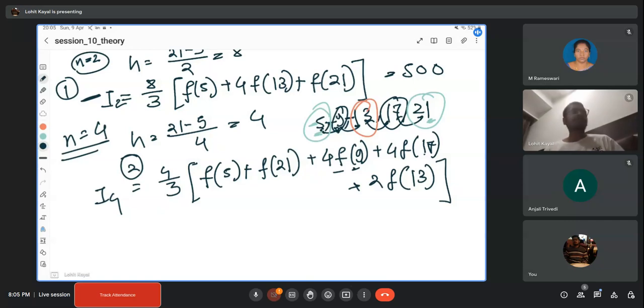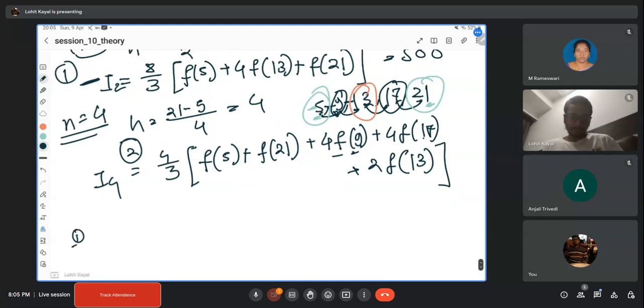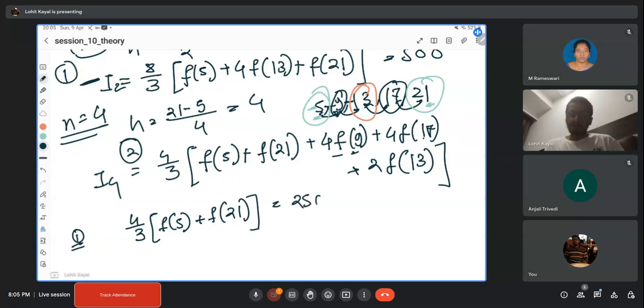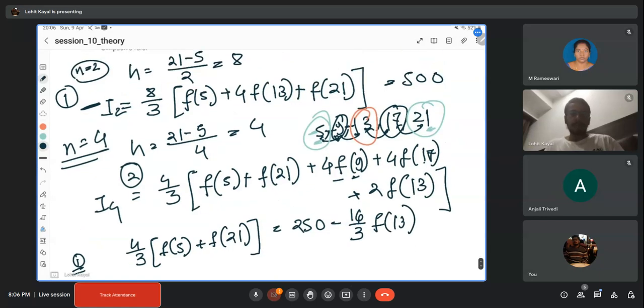So from this expression, what can I write? From equation 1, I can write 4/3 f5 plus f21 is equal to 250 minus 16/3 f13. Yeah, I can write that.